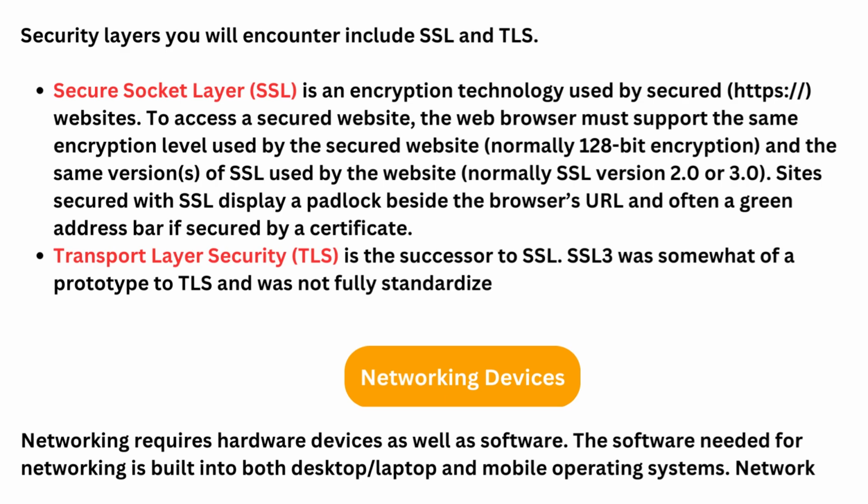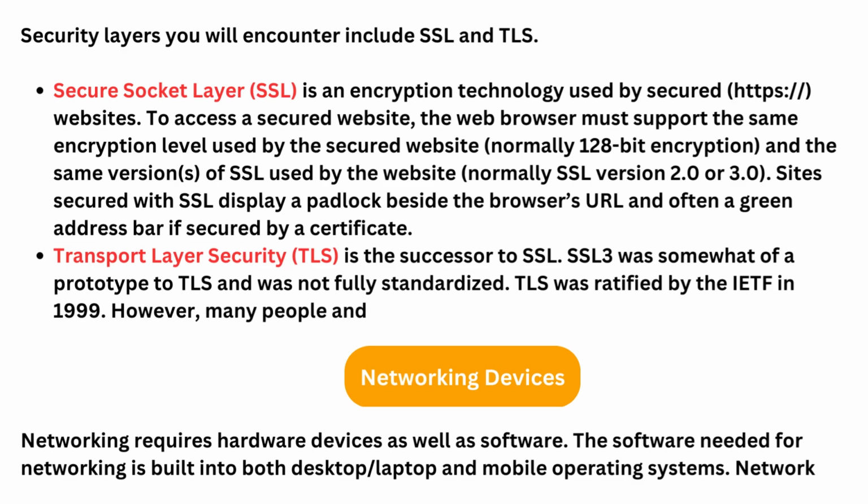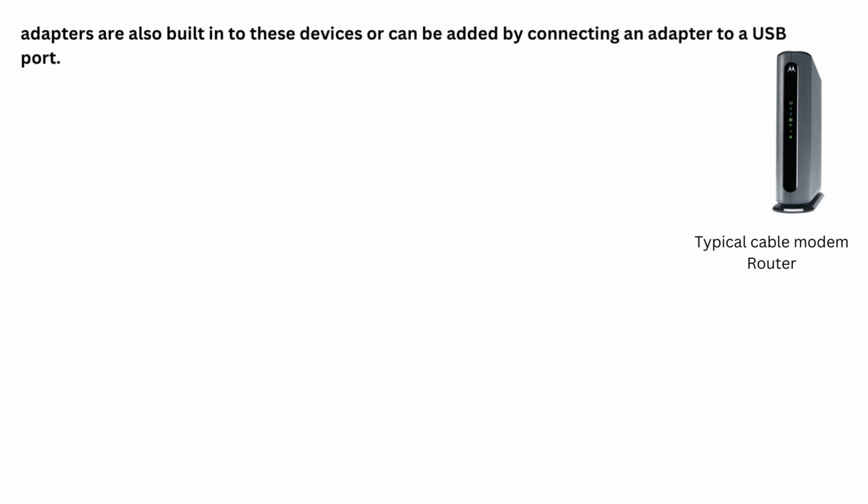Networking devices. Networking requires hardware devices as well as software. The software needed for networking is built into desktop, laptop, and mobile operating systems. Network adapters are also built into these devices or can be added by connecting an adapter to a USB port. However, other devices are needed to make a connection to a network.